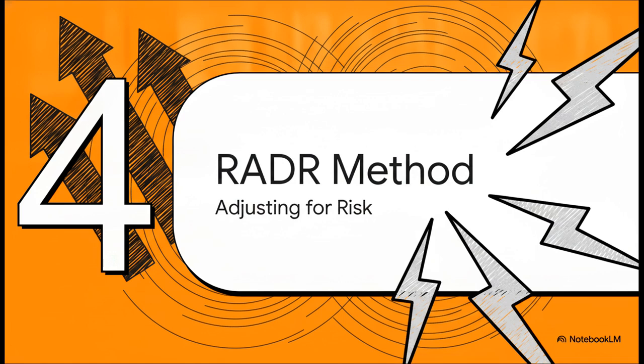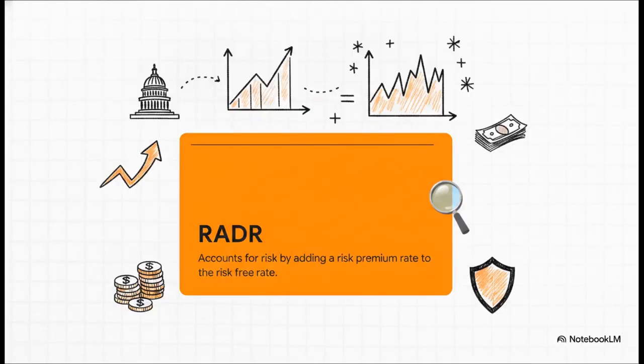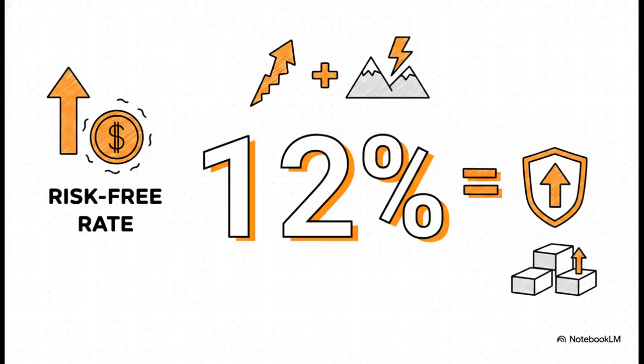Section 4, the risk-adjusted discount rate, or RADR. Let's look at how this modifies our required rate of return. Think of this method like building a financial shock absorber. To find your RADR, you start with a totally safe, risk-free baseline, like the return you'd get on a secure government bond. Then, you simply add a risk premium rate on top of it. This premium is basically the extra compensation investors are demanding for taking on the specific dangers of your new project. The math here is incredibly straightforward. Let's say your risk-free rate is 8%, meaning you could earn 8% doing absolutely nothing risky at all.